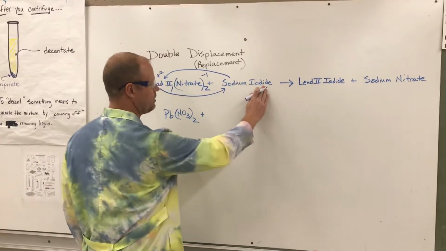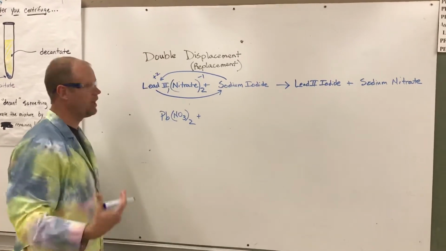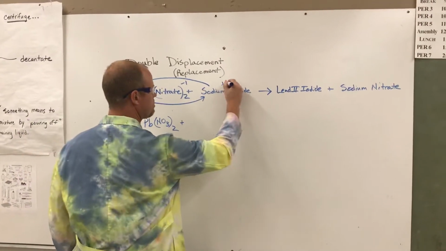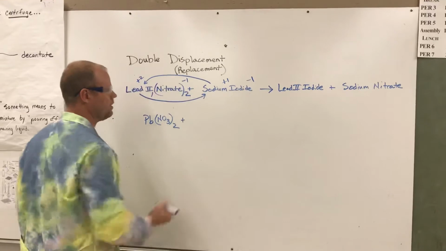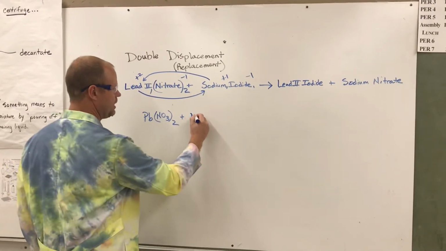Now we go to our next one. Sodium iodide. Look it up on the front of your periodic table. You see IDE. We're talking about a single element. Sodium is a +1. Iodide's a -1. So that's a perfect ratio, 1 to 1. I don't need more of one. So this is NaI.